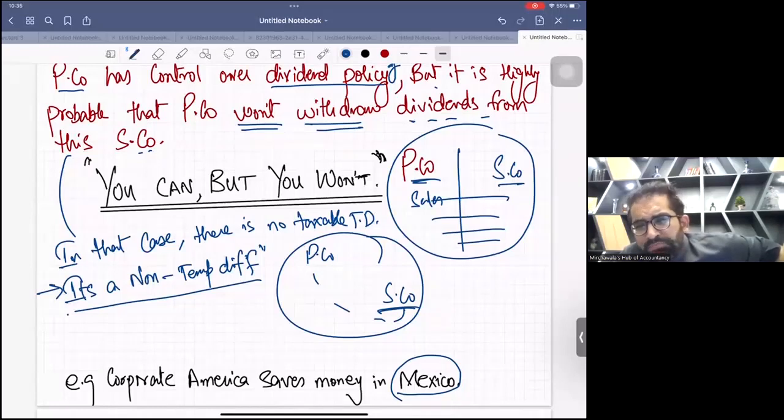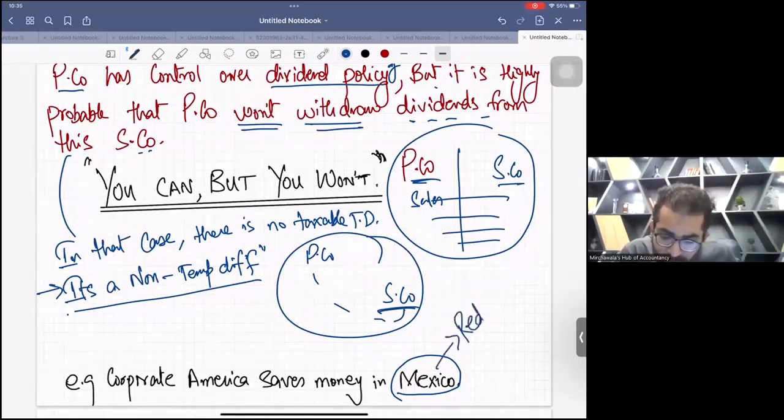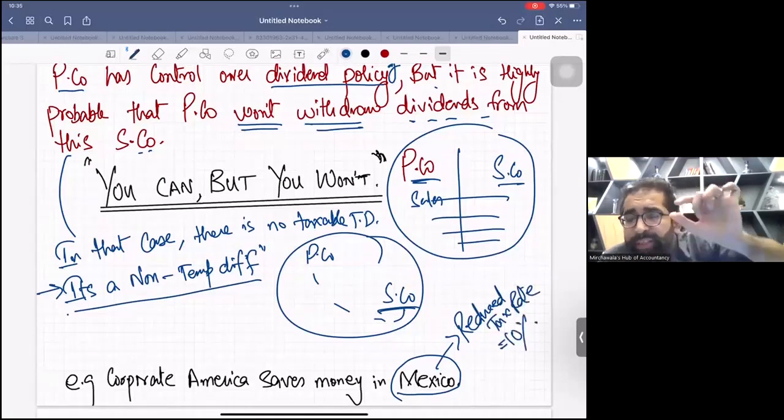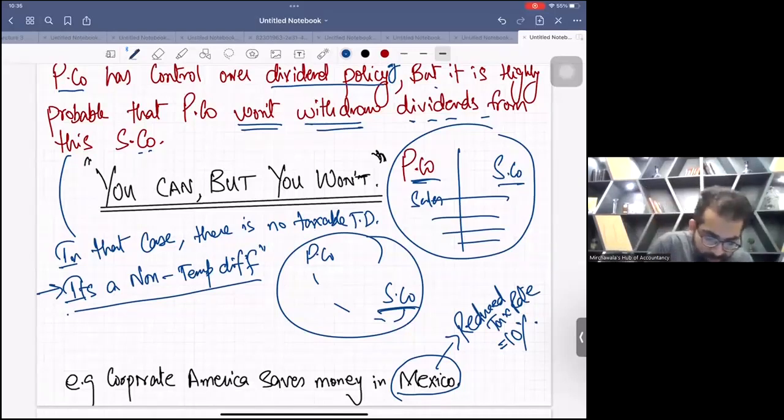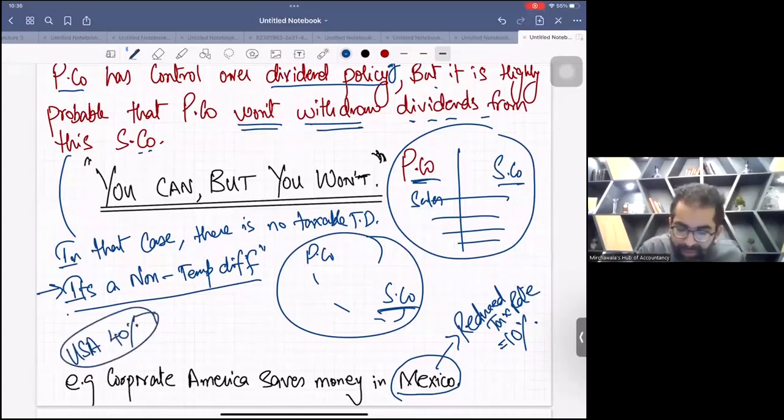So in Mexico, corruption is also very high, along with high drug usage and a lot of these things. That's why the Mexican government has reduced the tax rate to almost 10%. Just for instance, think the corporation tax rate in Mexico is 10%, but the corporation tax rate in America is 30 to 40%. For example, I don't know the exact number. In USA the corporation tax rate is 40%, but in Mexico it's 10%.